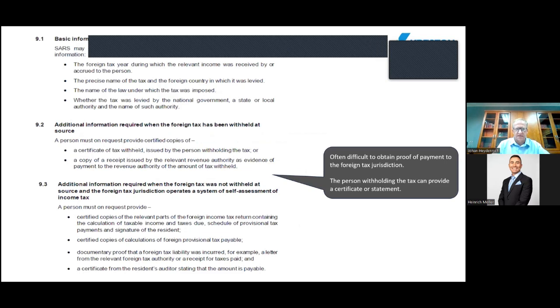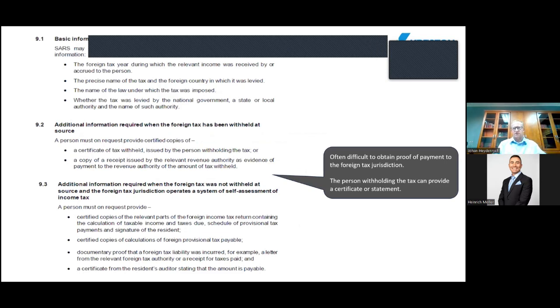That's quite important. Is it an income tax act? Is it a withholding tax act? Is it a dividend tax act? What is it? So that SARS can actually apply the mind, and whether the tax was levied by the national government, the state or local authority, and the name of such authority.